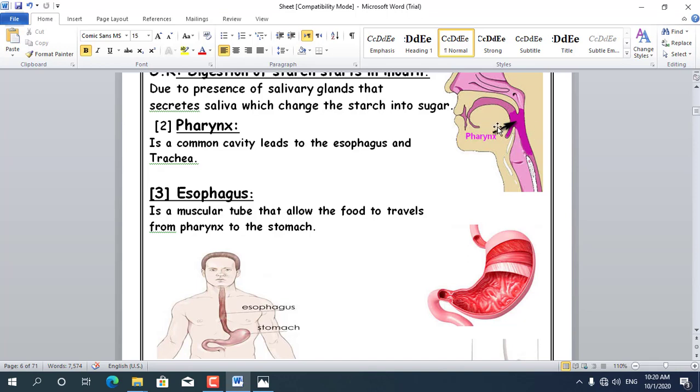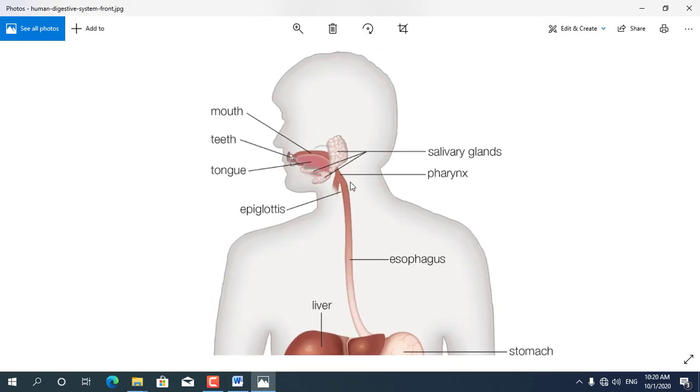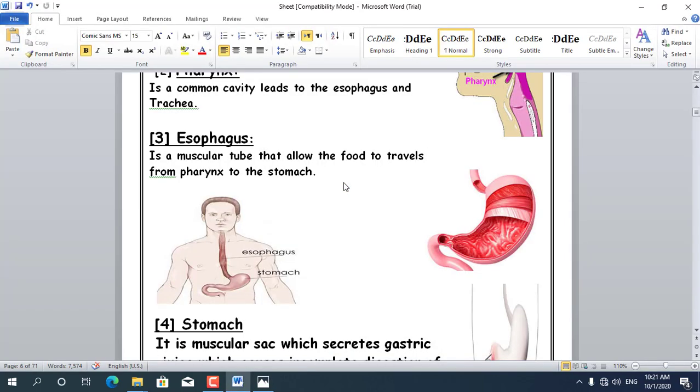يبقى هو ده شكل الفارنكس زي ما احنا شايفين. تعالوا نشوفه في البيكتشر عشان نشوف أكتر. الفارنكس أهو. يبقى لما يجي يقول لي question mention the function of esophagus، يبقى الانسر بتاعي it allows food to pass from pharynx to stomach.